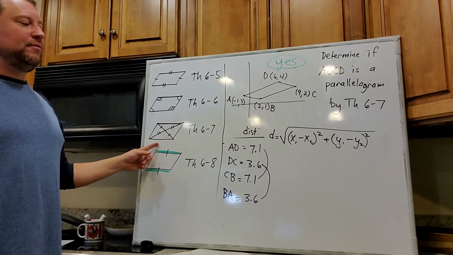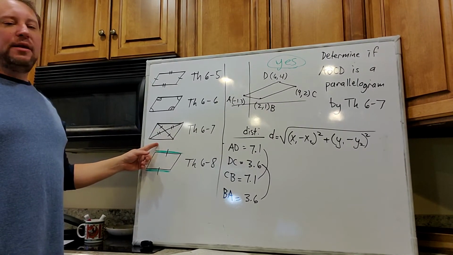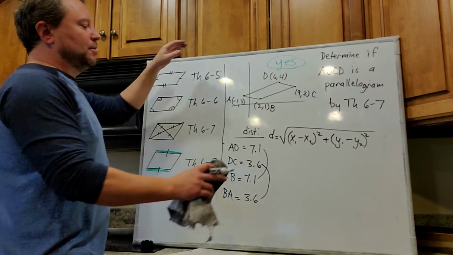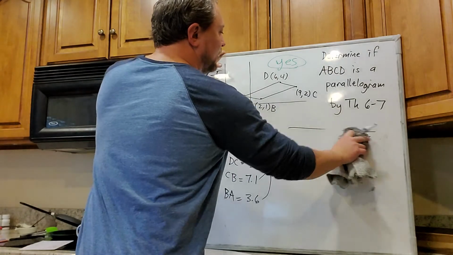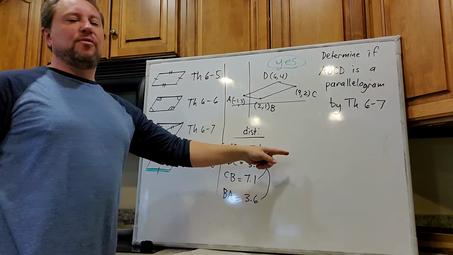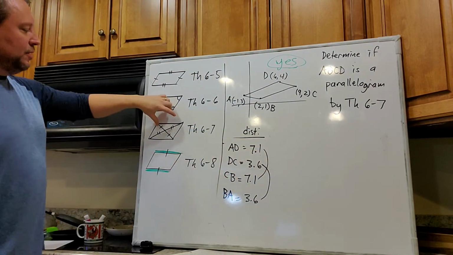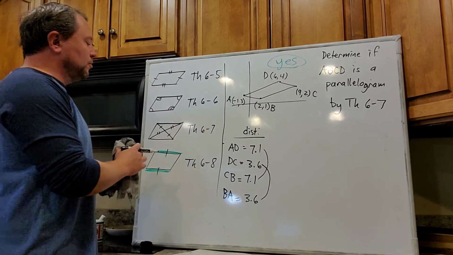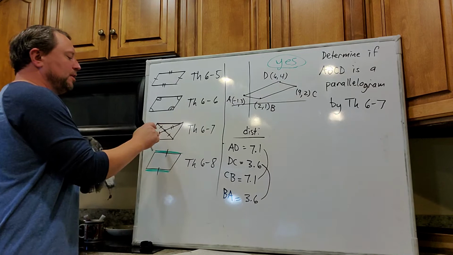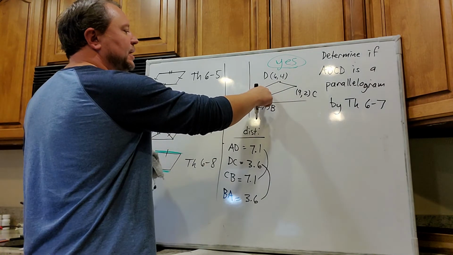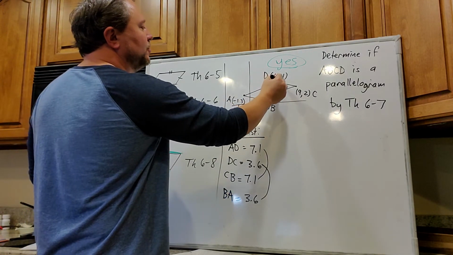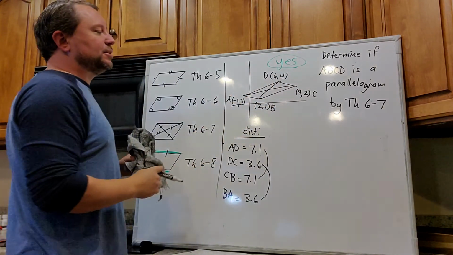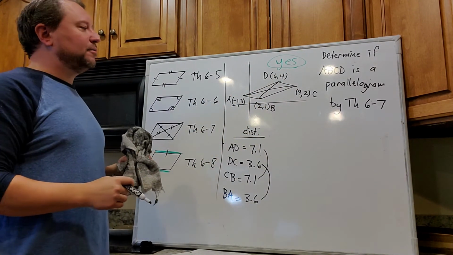In theorem 6.7, we want to show that the diagonals bisect each other. So you're probably thinking, oh, distance formula again, right? You want to find all these distances. Well, we have a problem there. See that point right in the middle? We don't know where that is on this graph. If you were to try to draw in diagonals here and here, you can't just guess where you think they meet.